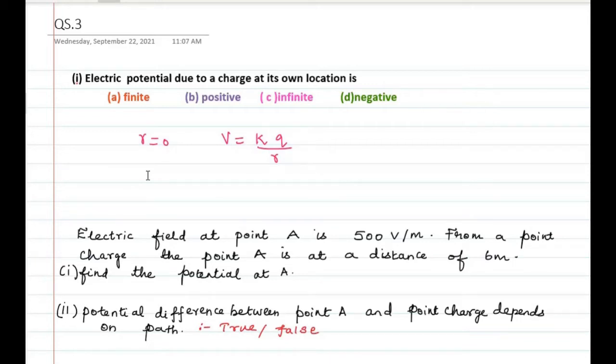When you substitute R is equal to 0, you'll get V is equal to infinity. So if suppose a charge is here, what is the electric potential at its own location? You'll get R is equal to 0. So when you substitute in this electric potential formula, you get V is equal to infinity. So option C is the answer, since at its own location R is equal to 0, so we get V is equal to infinity.